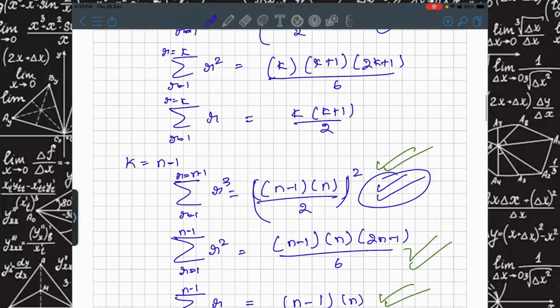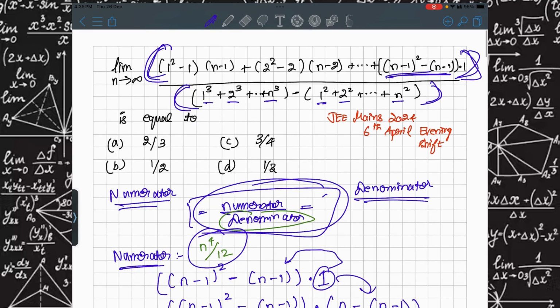Right. And it's in the option. The option is 1 by 3. Last option, option D. So this is one of the important questions which I have seen in JEE Mains 2024, that too in 6th April evening shift. And I hope you guys understood the concept behind it. You guys understood the law of dominance and how we calculated the general equations and all those.